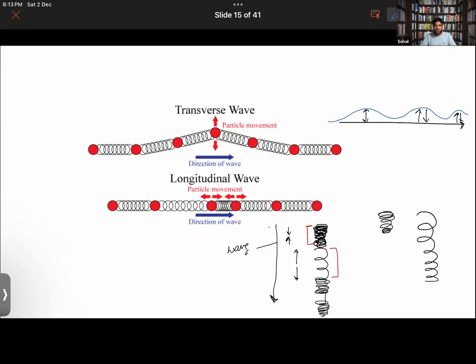Did you get it? So what is a longitudinal wave or a transverse wave? The spring is basically the medium, right? So this is just to understand how a longitudinal wave does move.